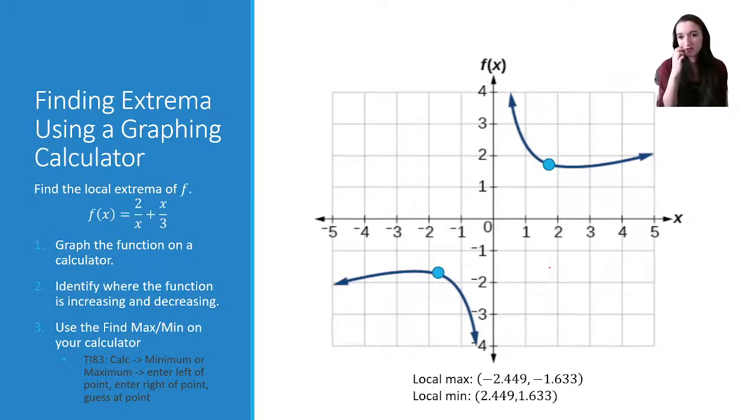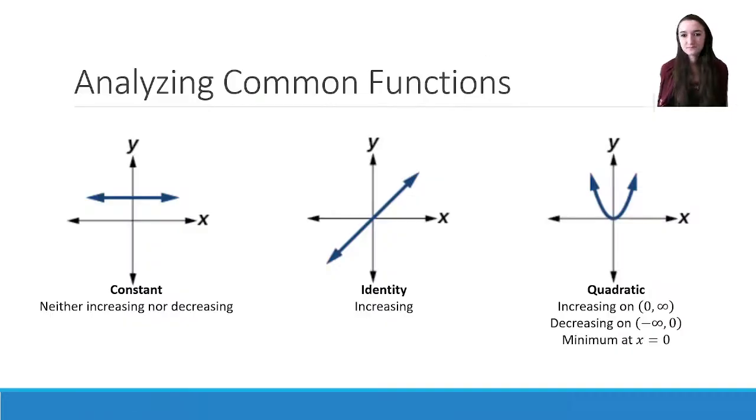So in this case, if you want to test yourself, try this out on your calculator. The local maximum of this function occurs at (-2.449, -1.633). And the local minimum occurs at (2.449, 1.633). So test yourself, see if you can do this on your calculator.